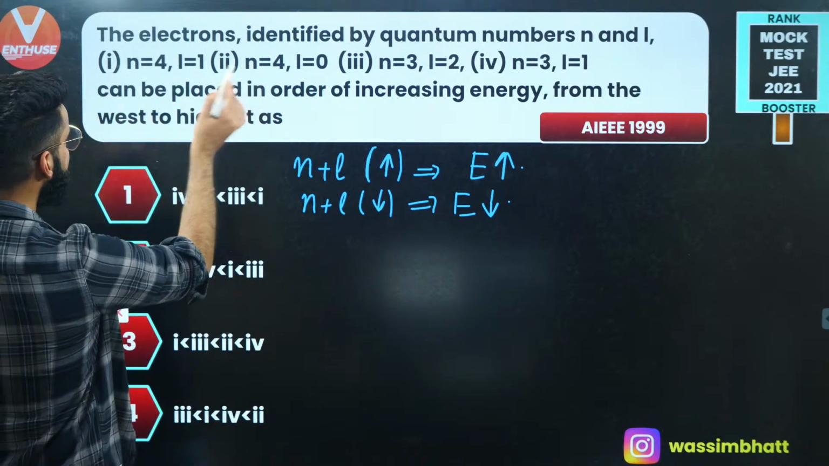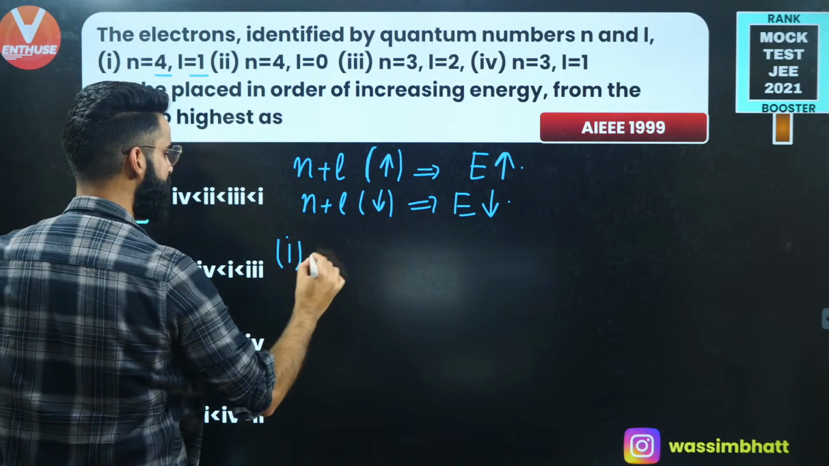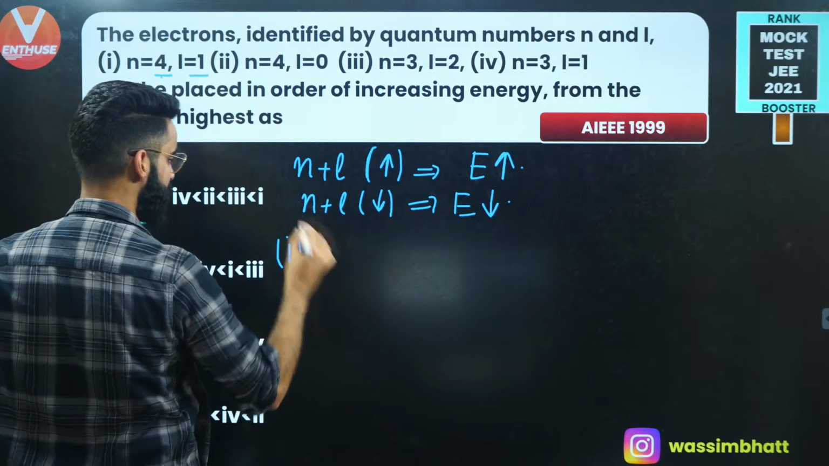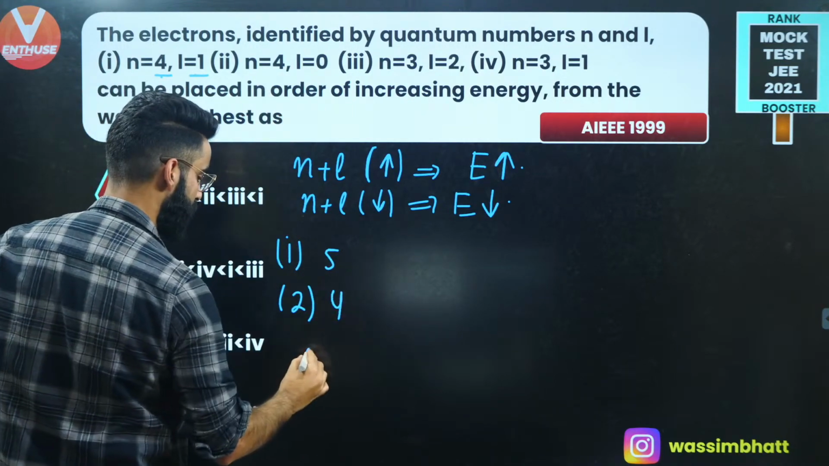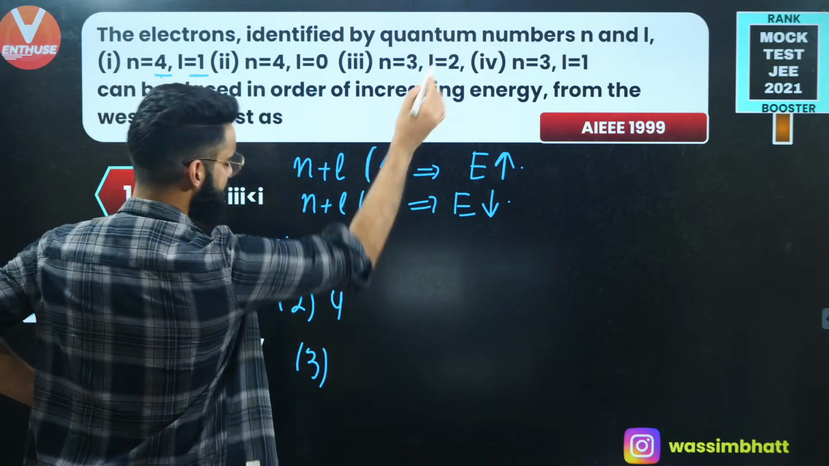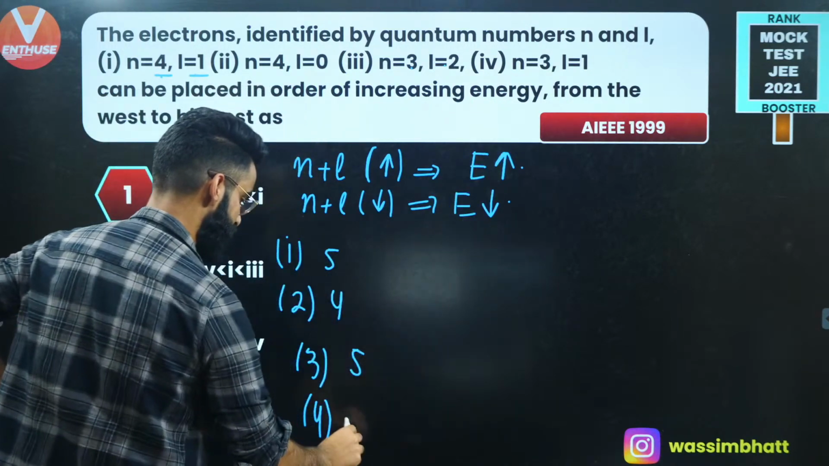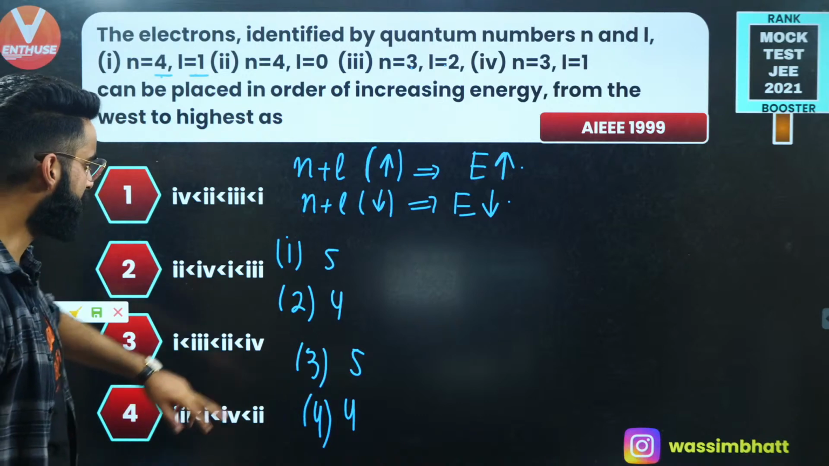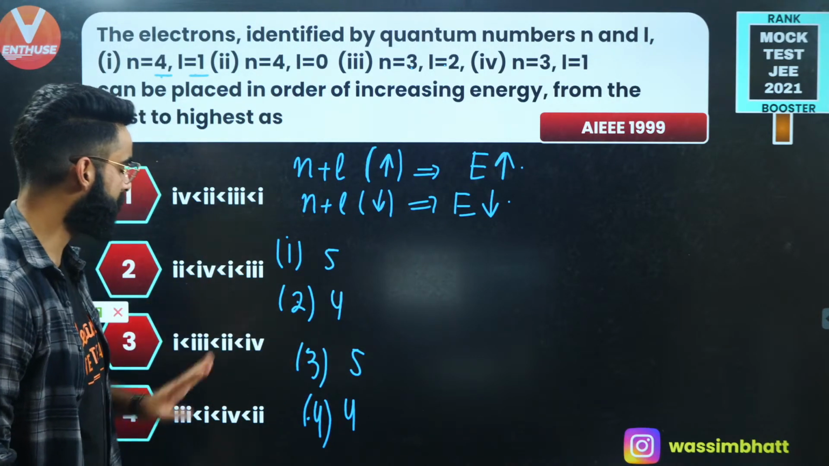So for the first orbital, we have got the value of n as 4, l value as 1. So n plus l comes out to be 4 plus 1, 5. For the second one, n plus l comes out to be 4. For the third one, n plus l comes out to be 3 plus 2, 5. For the fourth one, n plus l comes out to be 3 plus 1, 4, right? So definitely second and fourth are going to have less energy than 3 and 1, correct?